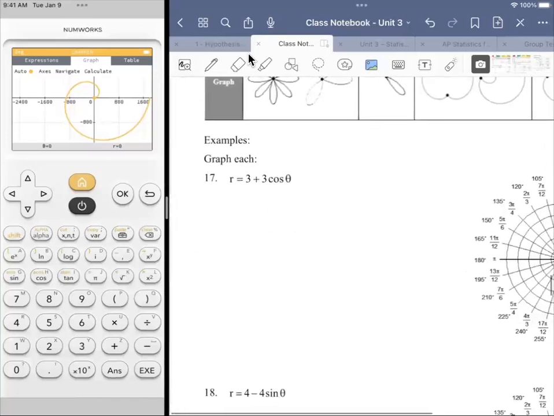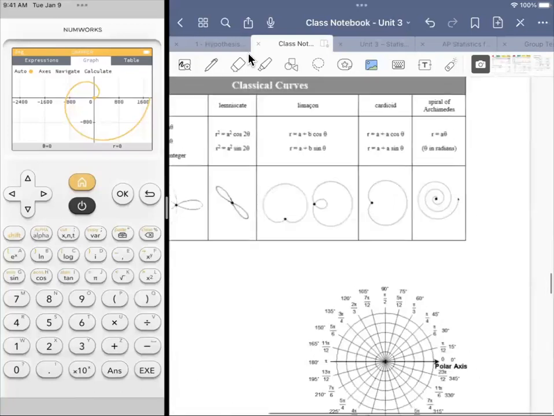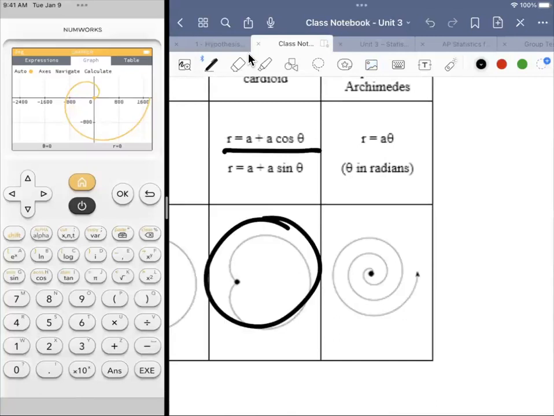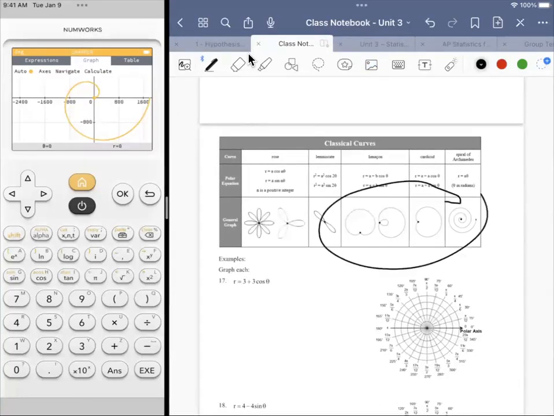So I'm looking at number 17. I have 3 plus 3 cosine theta. Match it up. Looks like this. All right. What I want to do is graph something that looks like that, just on the polar coordinates. All right. So all this stuff here is not like a shortcut. It's more like an idea of what you should end up with in terms of the appearance of your graph. Right. It should look something like this. That's the idea. All right.